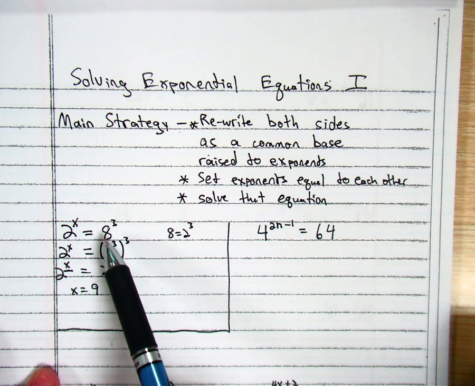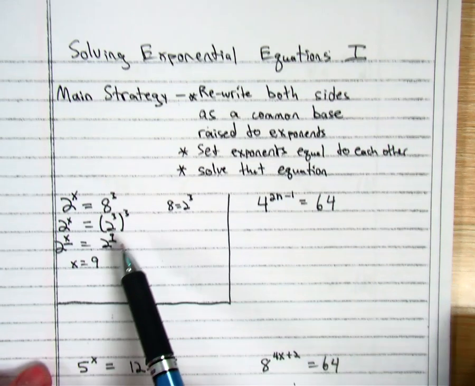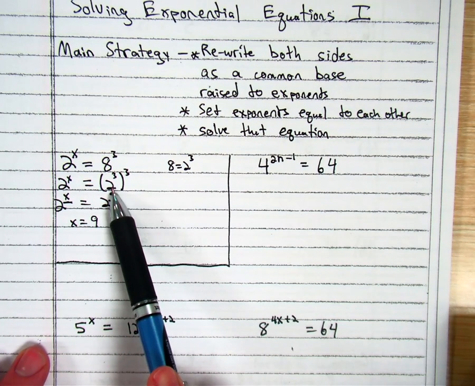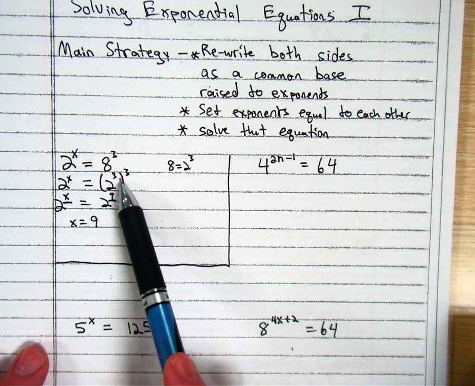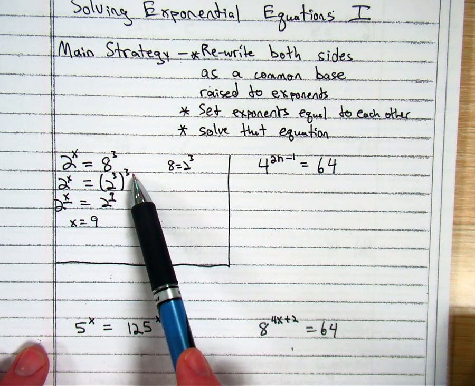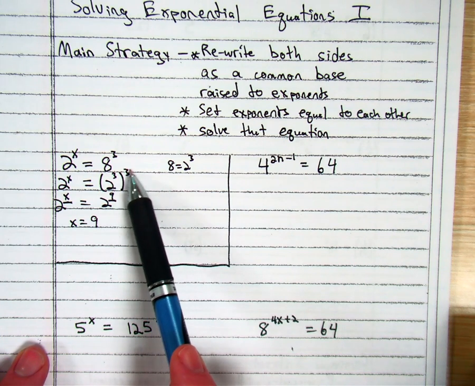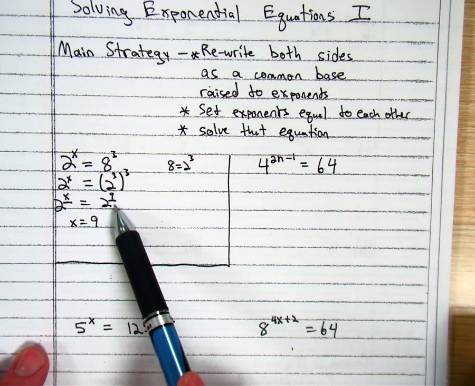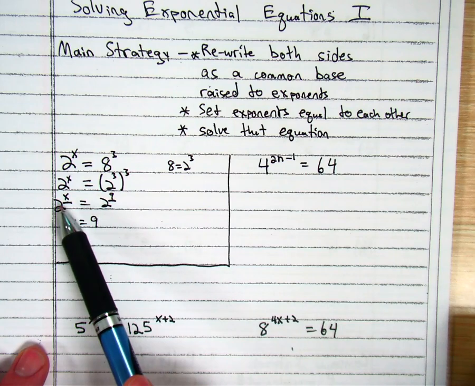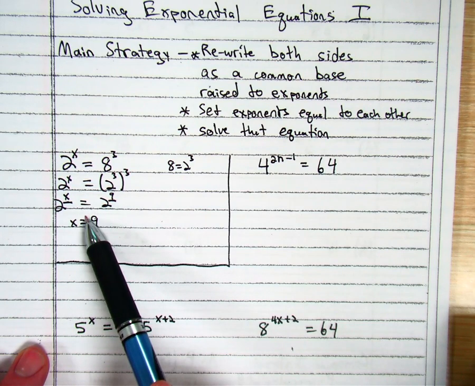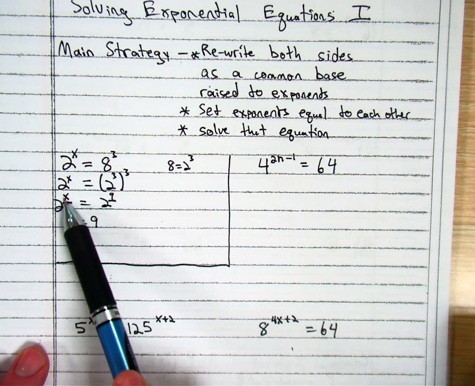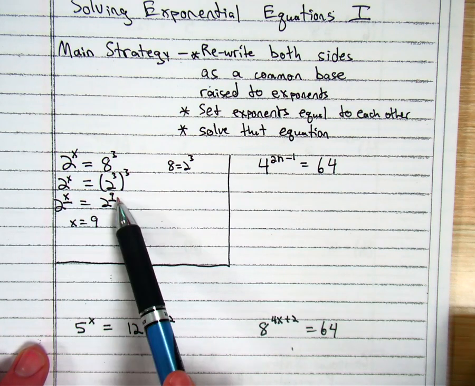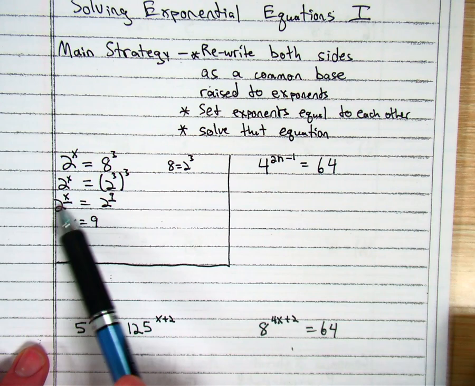But if I change 8 to 2 to the third power, we have 2 to the third, parentheses, to the third power. With our exponent properties, we get to multiply exponents, and we'll have 2 to the 9th power. And now if you have 2 to some power equals 2 to a different power, the only way that's possible is if the exponents are equal. So it's a pretty short one, just x equals 9.